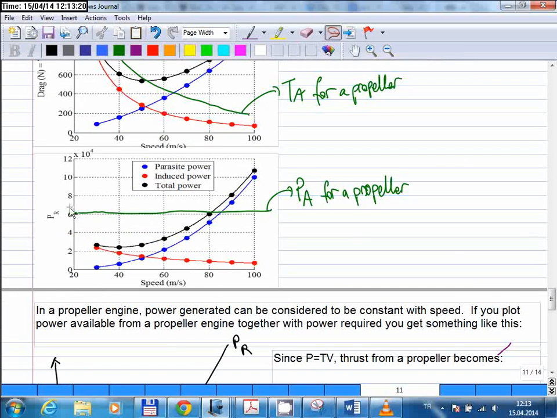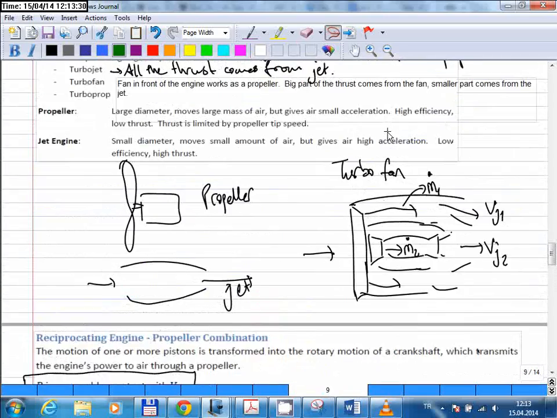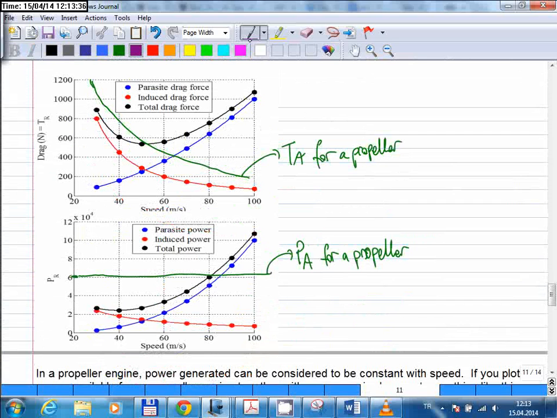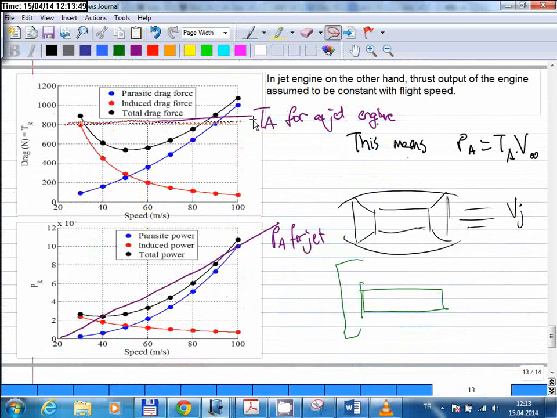So if you have a propeller, you have a flat line for available power, and the thrust changes like this. Where's the relation for that? Let me just show that here. So TA is equal to PA divided by V infinity. And if you have a jet engine, then this time you have the flat line on the thrust graph. So the thrust available is a flat line, and the power this time changes according to this relation. Let me write it here. PA is equal to TA times V infinity.